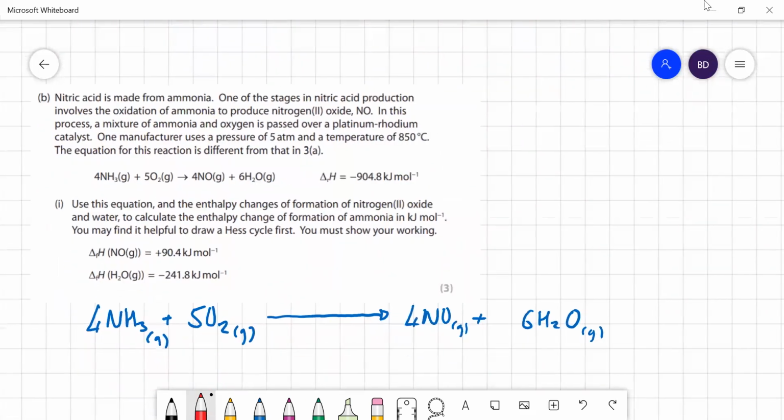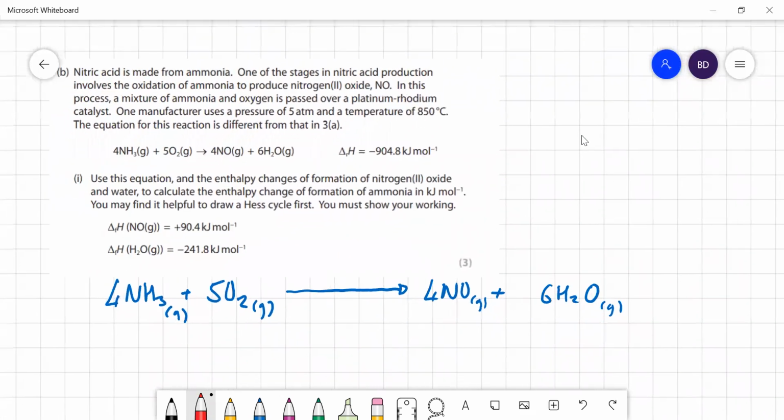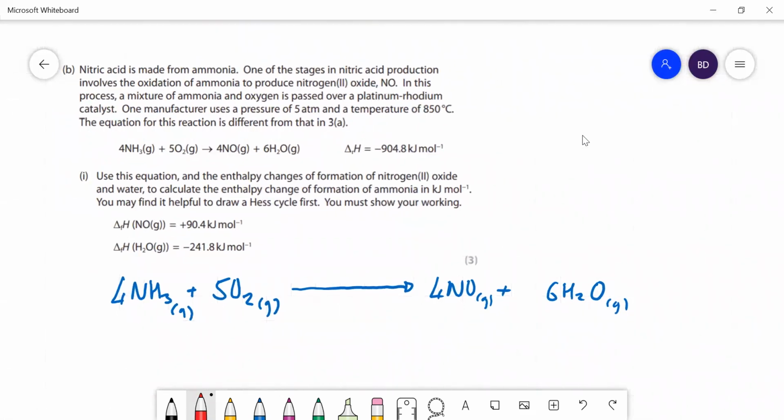Right, nitric acid is made from ammonia. One of the stages in nitric acid production involves the oxidation of ammonia to produce nitrogen oxide. In this process, a mixture of ammonia and oxygen is passed over a catalyst. Okay, and they give you the temperature and the pressure there. Use the equation and the enthalpy changes of formation of nitrogen oxide and water to calculate the enthalpy change of formation. So we're trying to find out delta HF of ammonia here.